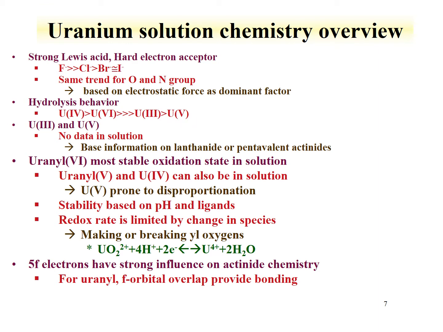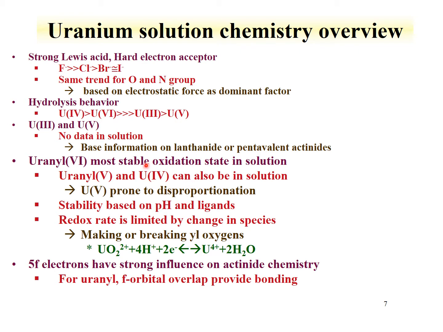Overall, in solution, uranium-3 and uranium-5 have very little data. Similarities are drawn from the lanthanides or pentavalent actinides such as neptunium. Uranium-6 as the uranyl, which we'll discuss, is the most stable oxidation state in solution. Uranium-5 and uranium-4 can also be in solution, but uranium-5 is very prone to disproportionation, in other words, oxidizing to uranium-6 and reducing to uranium-4.